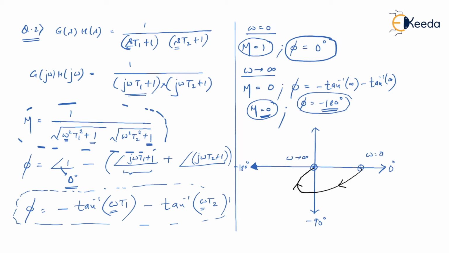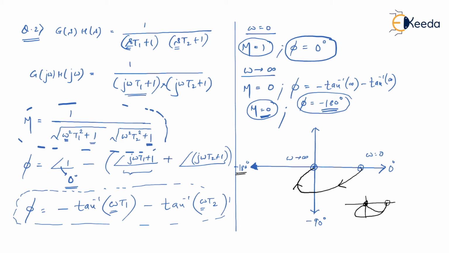Students really get confused when I'm showing these 2 points. For example, these 2 points: why didn't I join this way, and what is the reason that I have joined this way? Then you have to remember that the ending phase is minus 180 degree. The ending phase is minus 180 degree.